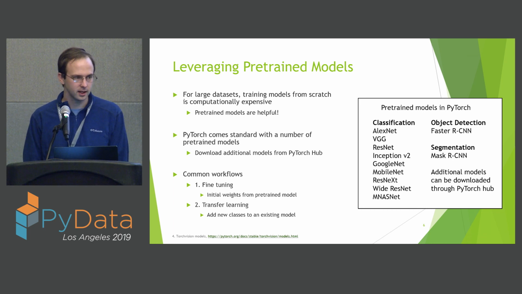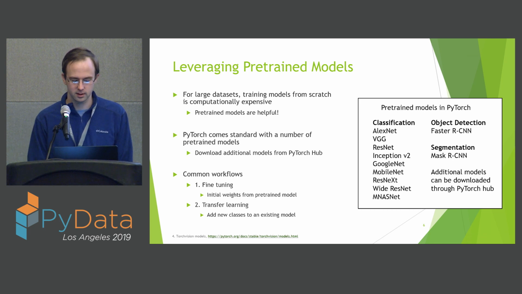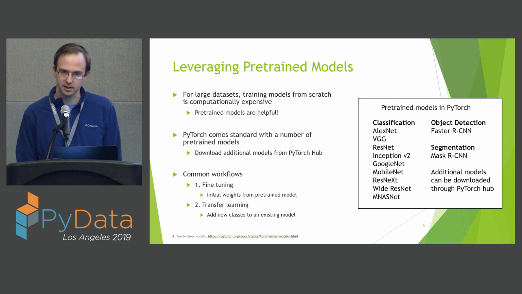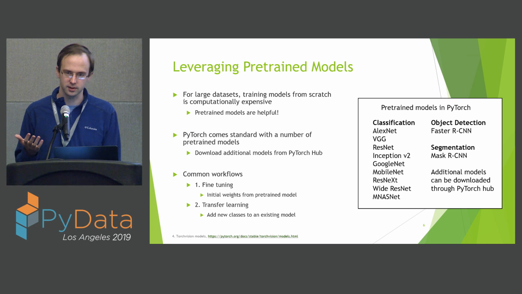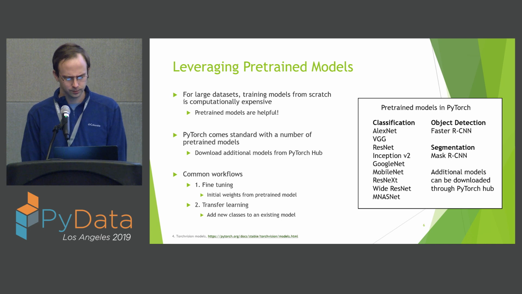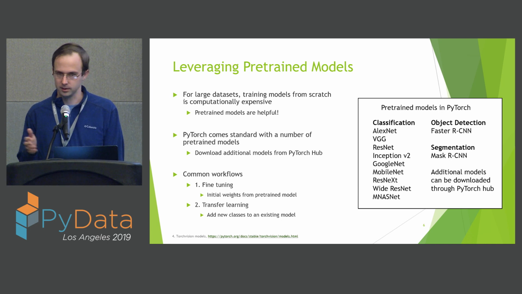Another thing that's been really great, especially recently with PyTorch and TensorFlow, is pre-trained models. So training models from scratch is computationally intensive. The ImageNet data set is over 1 million images. Most of these models have millions of weights. It's expensive. It can be challenging to get right the first time. So pre-trained models are really helpful. So for classification, for example, there are a bunch of pre-trained models on ImageNet. For object detection, models are typically pre-trained on COCO, which is a data set that has 80 different classes. And PyTorch comes standard with a number of pre-trained models.